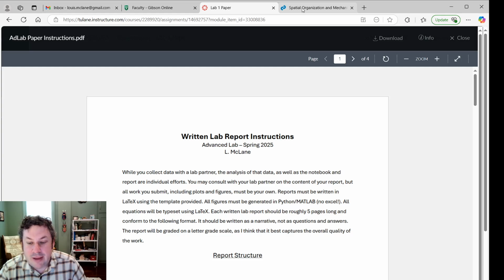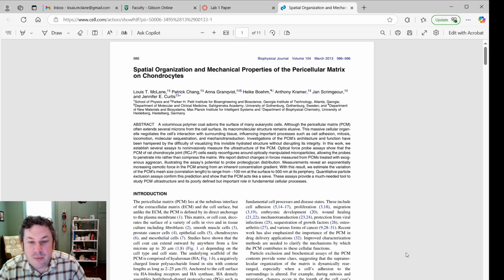What I have here is an example of my main paper that I wrote in graduate school. It's about a decade ago. I worked in biophysics, and so we worked on, well, you can read the title, Spatial Organization and Mechanical Properties of the Paracellular Matrix on chondrocytes. So you're not going to know what all those words mean, but you can see mechanical properties and spatial organization. I think you can understand that.